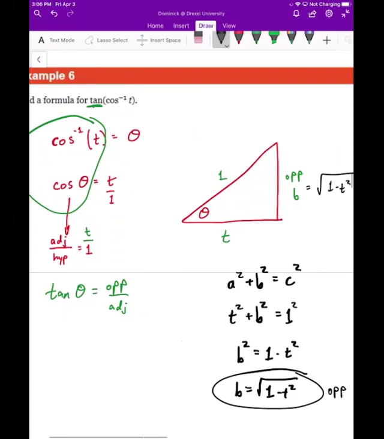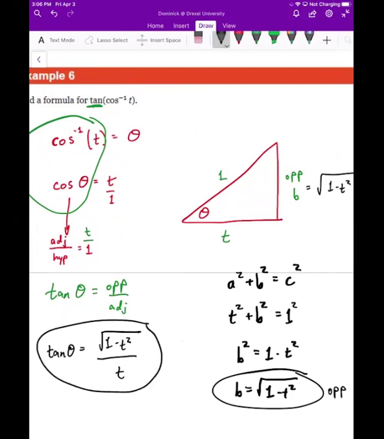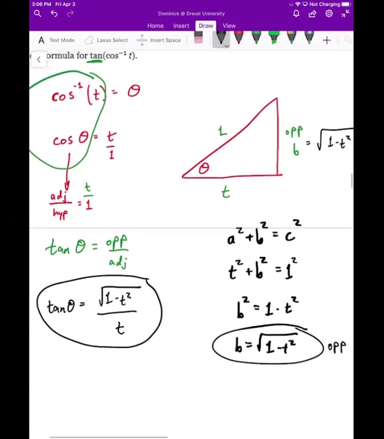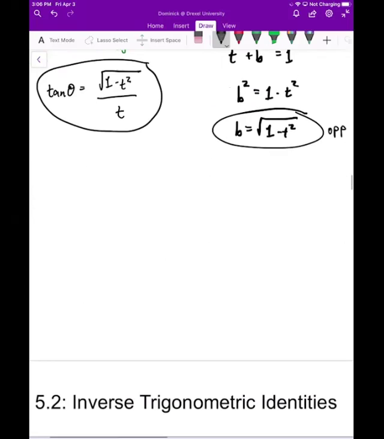So now we can say that the tangent of theta is opposite, which is the square root of 1 minus t squared, over adjacent, which is t. All right, so that's our formula for the tangent of the inverse cosine of t. Okay, so hopefully that's not too bad. The key of these is to draw out the triangle and then fill in the missing side, essentially.